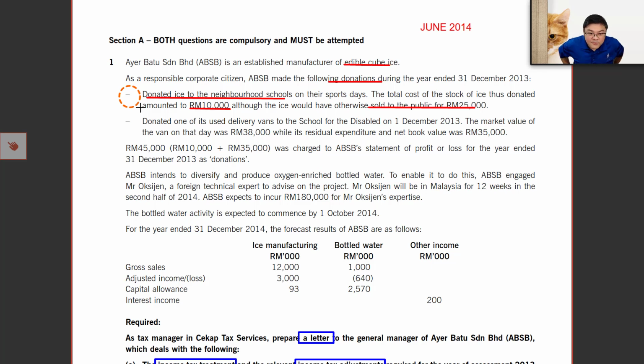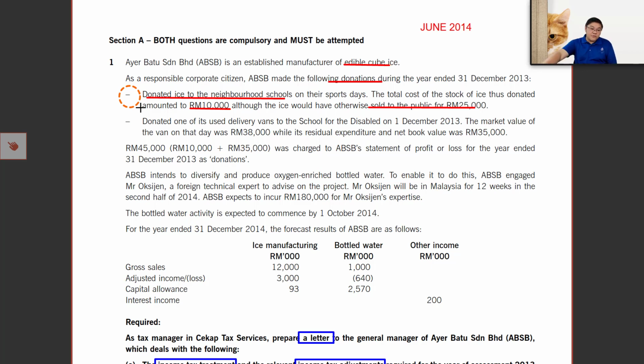And we study from stock in trade that if the stocks are donated, it is actually withdrawn for own use. And when the stocks are withdrawn for own use, you will have to tax it as though you sell at market value, which is 25k. Now, at the same time, the 10,000 will still be recognized as a cost. That means effectively they are only taxing the profit.